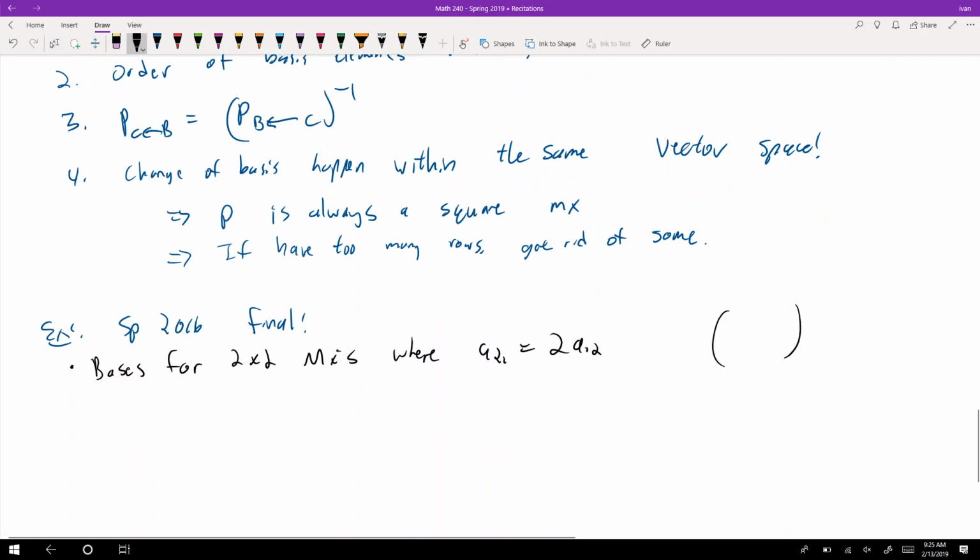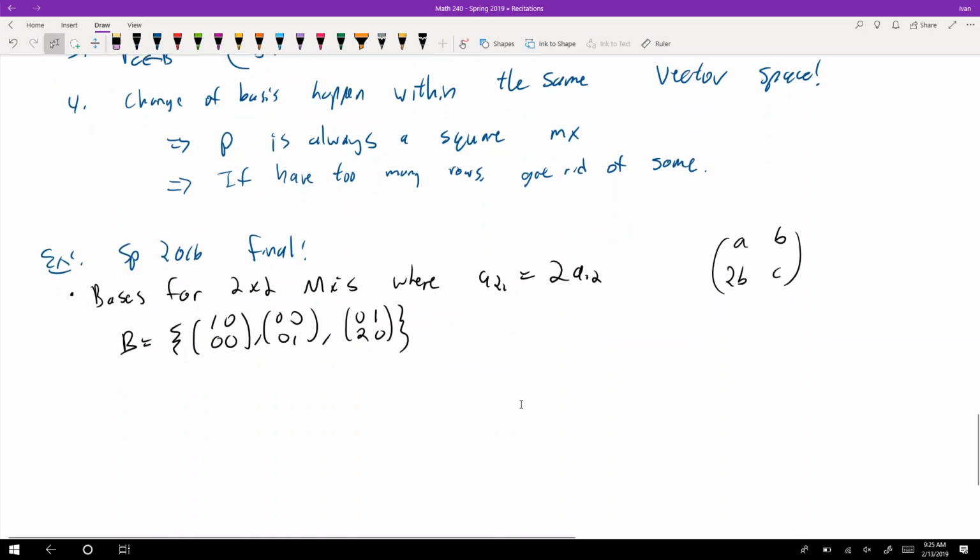So you have some matrix, right? A, B, and then this has to be 2B, and that's C. So that's what the general element looks like. Here's basis B, which is equal to 1, 0, 0, 0, 0, 0, 0, 1, 0, 1, 2, 0. Okay, and then basis C is 1, 1, 2, 1, 1, 0, 0, 1, 0, 1, 2, 3.